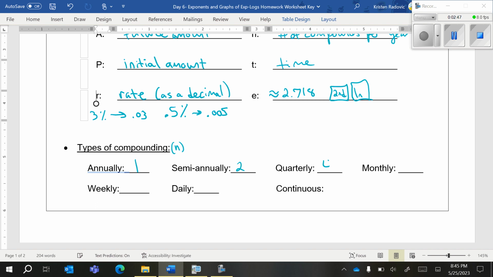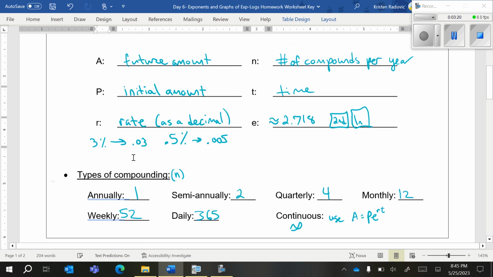Semi-annually is twice, quarterly is 4, monthly is 12, weekly is 52, daily is 365. And continuous would then be the E formula. But really, continuously is infinitely. You are constantly compounding as much as you possibly can.